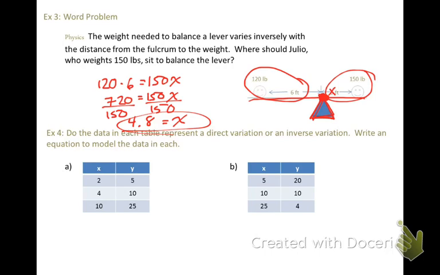Example 4. Do the data in each table represent a direct variation or an inverse variation? K would equal Y over X, and K would equal X times Y.